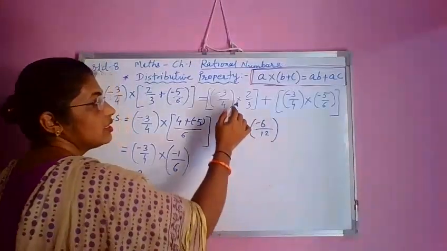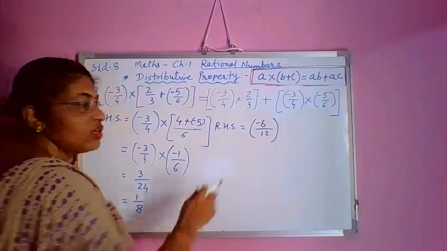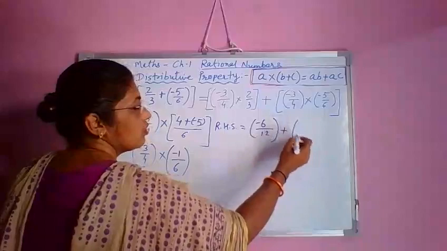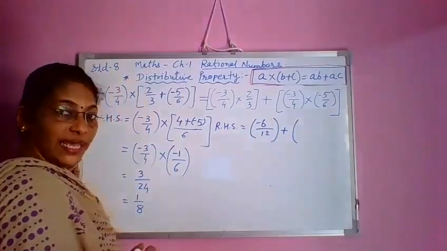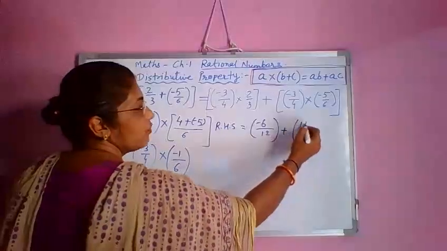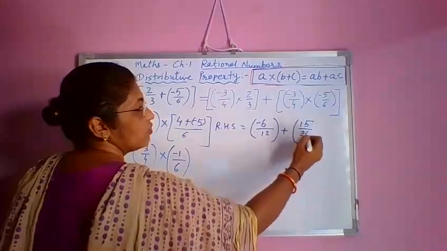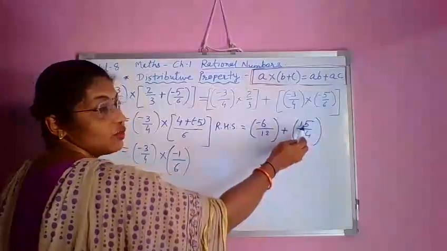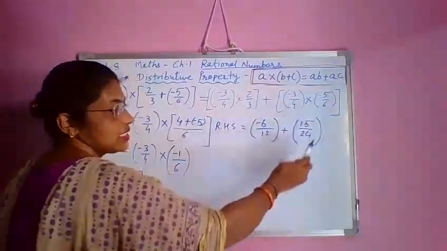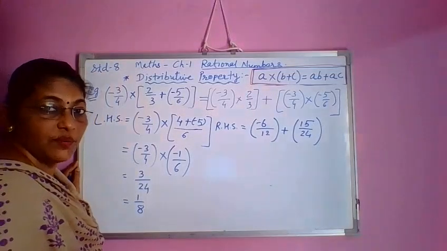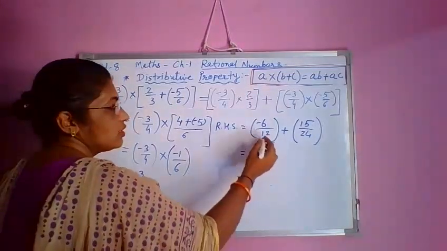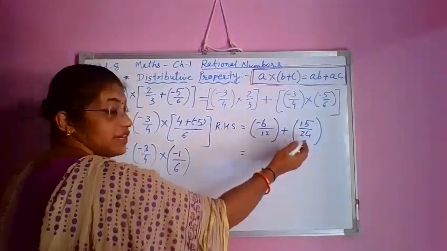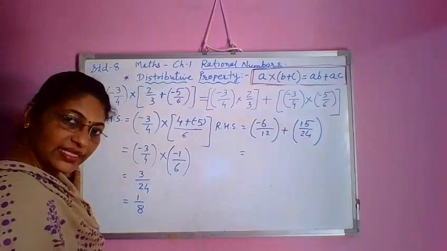So the solution of the first term we have got is minus 6 upon 12, plus the product of the second term, which will be 15 upon 24. The product of minus 3 and minus 5 will give 15 and the product of 4 and 6 will give 24. Now we need to solve these two terms. Here addition sign is there and denominators are different, so we need to find out the LCM.